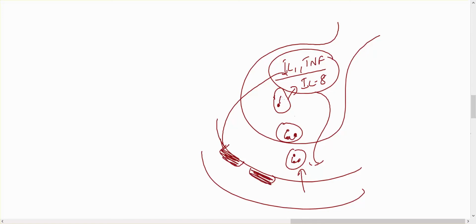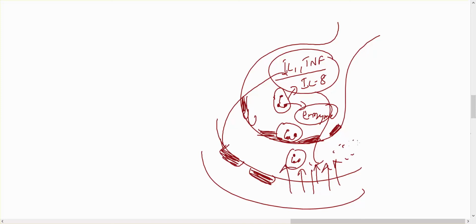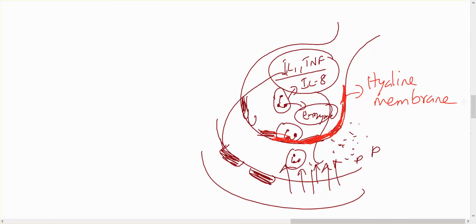Okay, and neutrophils are also coming, and they also release their enzymes and damage the epithelium. Now because of this damage to the epithelium and the endothelium, the fluids are coming, and the fluid comes with protein, and this protein gets deposited in the membrane. It looks like a protein deposition in the alveolar membrane. This is called hyaline membrane. So pathologists sometimes call it hyaline membrane disease.